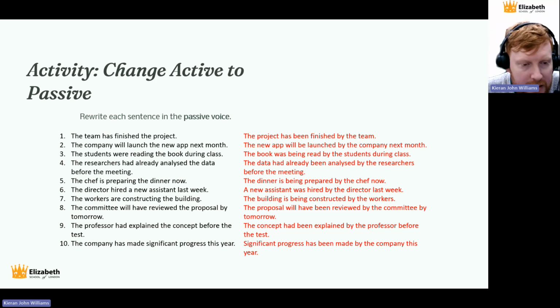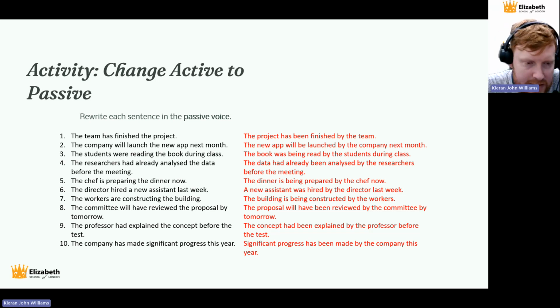And then lastly, the company has made significant progress this year, should be significant progress has been made. So present perfect in the original sentence, be in present perfect is has been, and then made is your past participle form. So if you got all of those correct, well done. You get a little bit of applause for that.